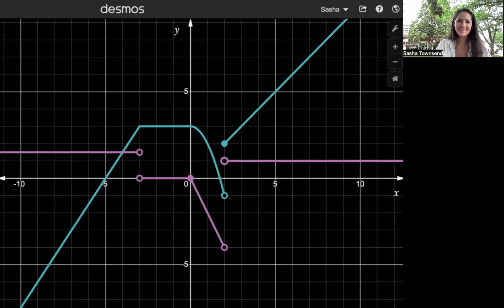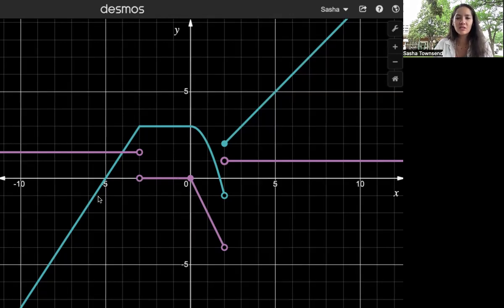And that's it. Now, if we want to take the second derivative, we can. The derivative function happened to be piecewise linear, and most of the pieces have a 0 slope. This is a horizontal line, so it has a 0 slope. This is a horizontal line, it has a 0 slope. This is a horizontal line, it has a 0 slope. And this is a line with a slope of -2. So the value is -2.